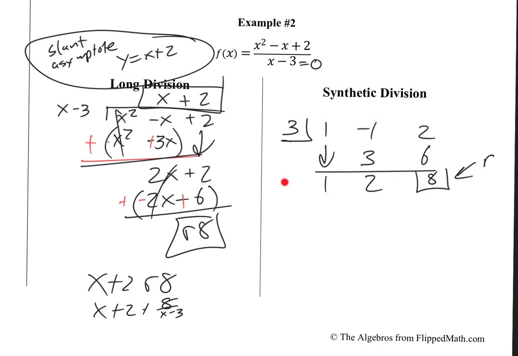This would get an x. If there was more, it would be an x squared, x cubed, and so on. So it's x plus 2. So we could just basically say x plus 2 remainder 8, which is the exact same thing we got over here. So we can verify, yes, absolutely, the slant asymptote is just y equals x plus 2. I think that's pretty cool.